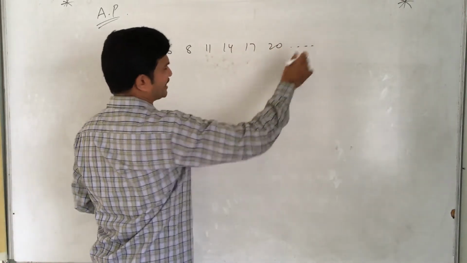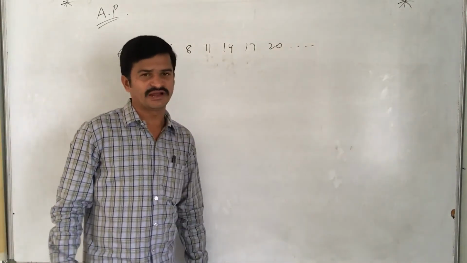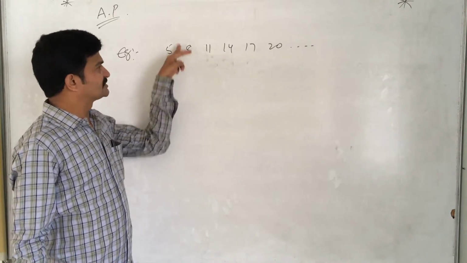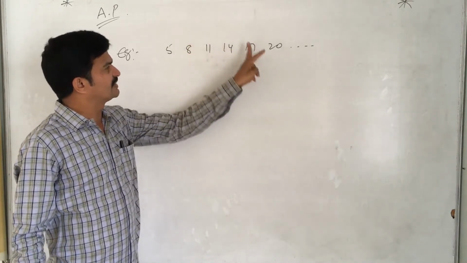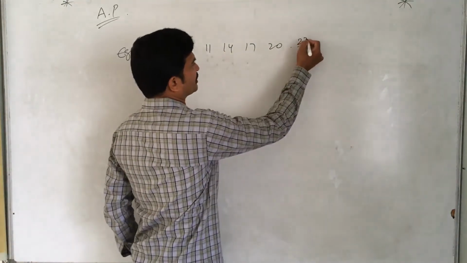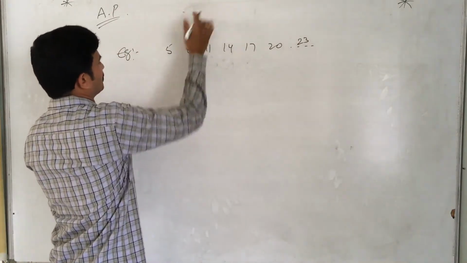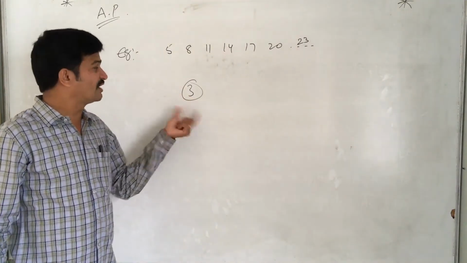I think you may guess what fixed number we are adding here. 5 and 8, that means 3 only. Here also 3. 11 plus 3 is 14, 14 plus 3 is 17, 17 plus 3 is 20. So the next number will be 23. So the fixed number we are adding is 3.